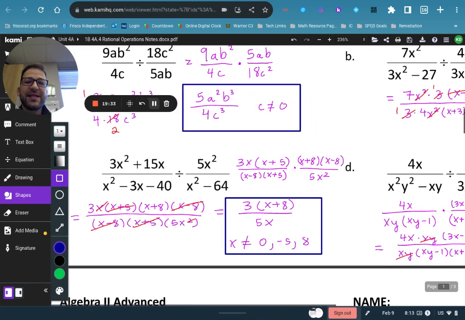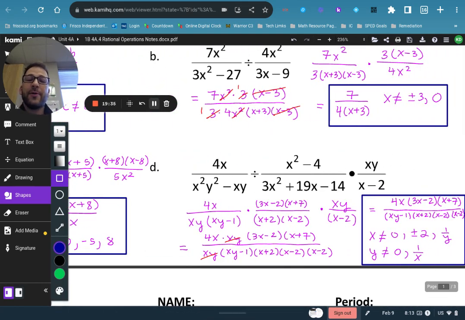And then last but not least, y'all, we got this messy one here. We have division, then we have multiplication. But remember, we follow PEMDAS, so we're going to deal with the division first, and then we're going to do the multiplication. So 4x over x squared y squared minus xy, I can factor an x and a y out of both. So that becomes 4x over xy times xy minus 1. X squared minus 4 factors into x plus 2 and x minus 2. 3x squared plus 19x minus 14 factors into 3x minus 2 and x plus 7.